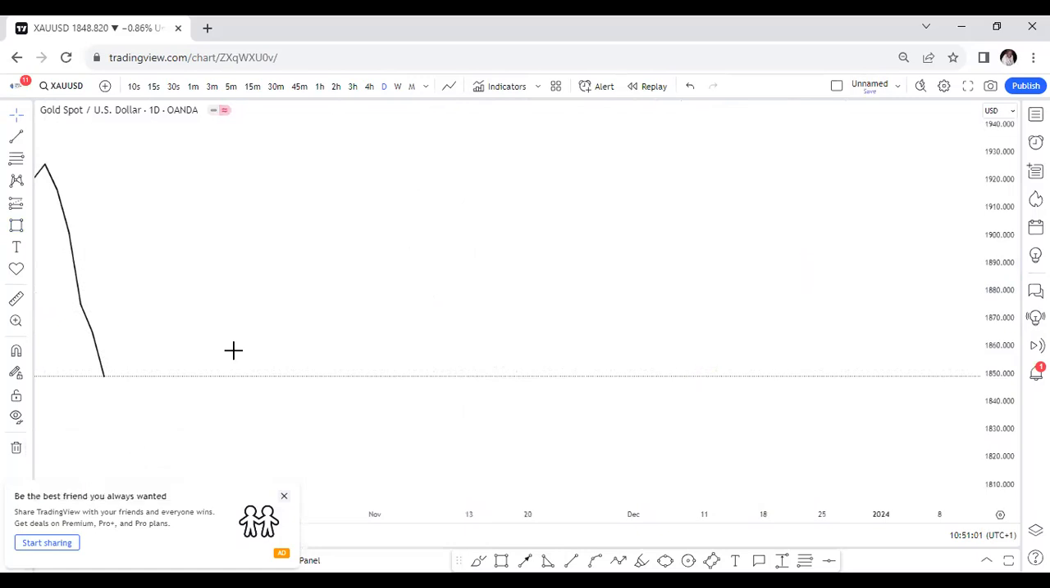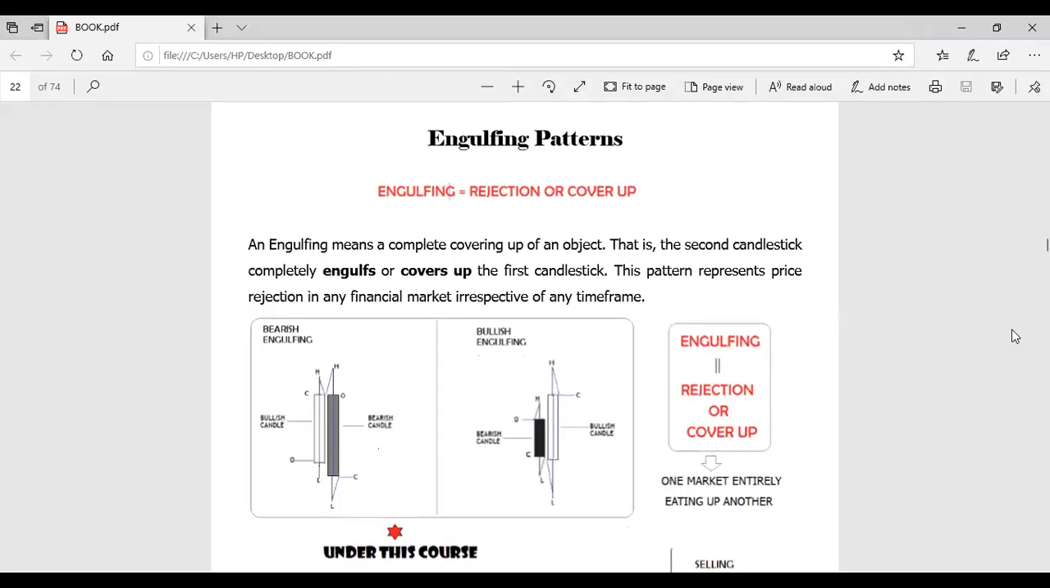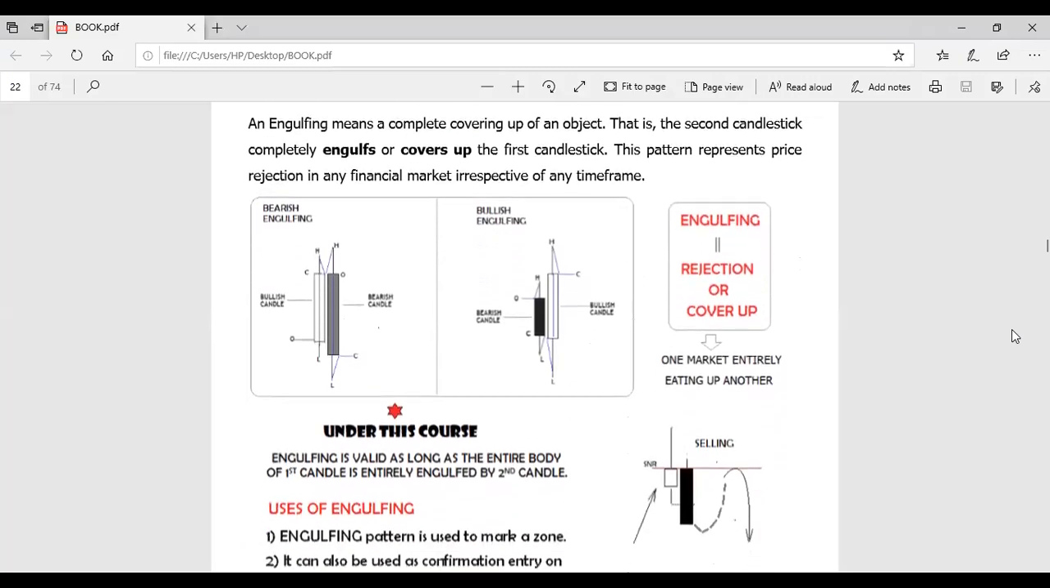So we go straight to the different variations. Let me open up the manual to see the different variations of engulfing.